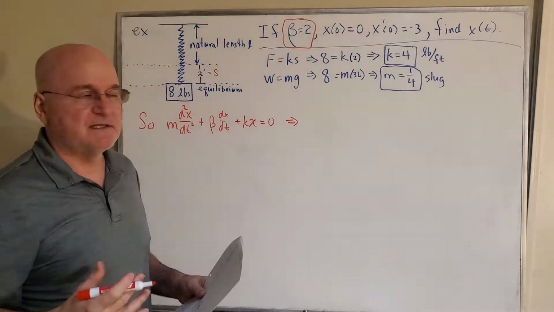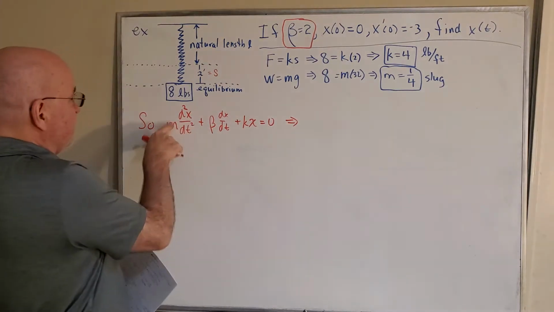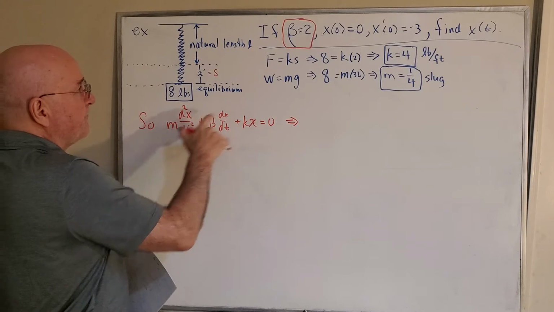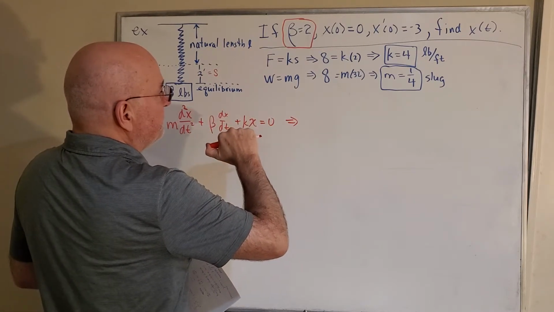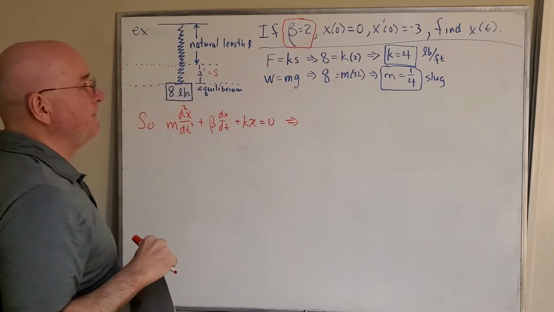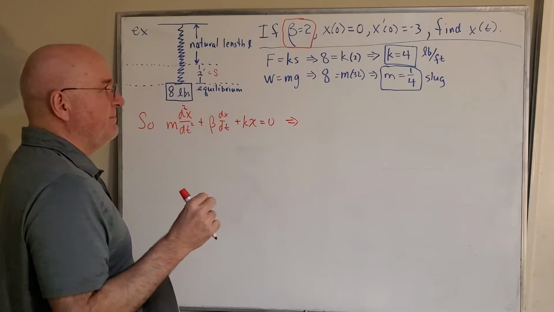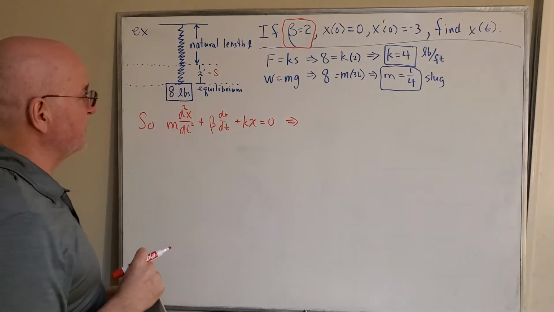That's the spring constant. And then we need the mass, not the weight. We don't put 8 here. The force of weight is mass times gravity. 8 is equal to m times, remember, 32 feet per second squared. And we get m, the mass, is 1/4, and the units of that would be a slug, 1/4 slug.